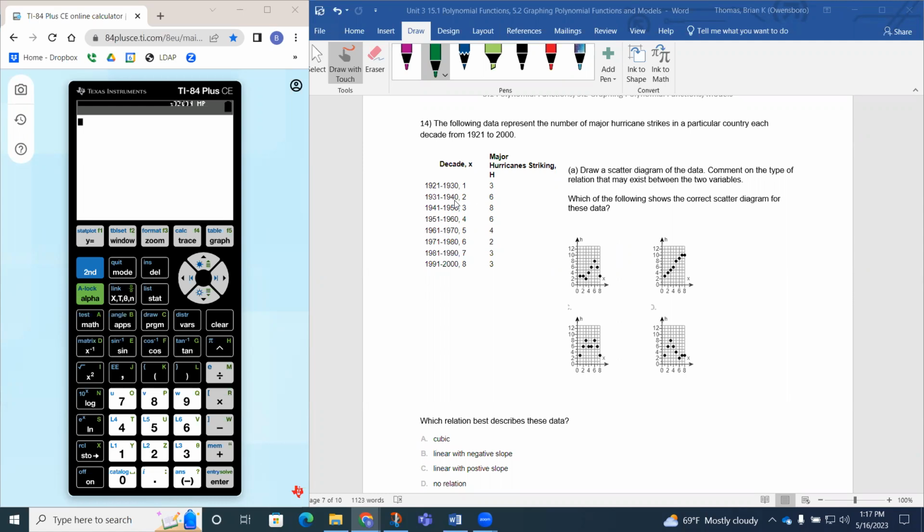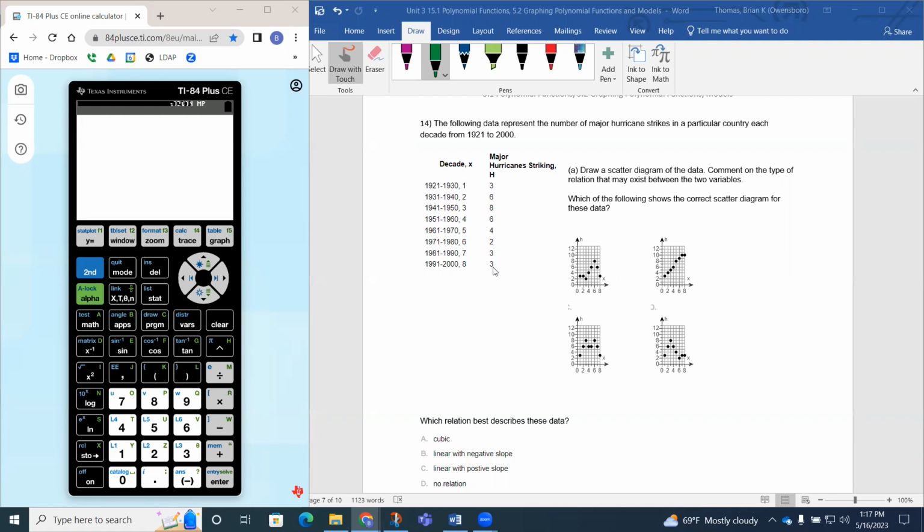In 1931 to 1940, we're going to say that's the second decade. That's going to be 6 hurricane strikes. Then we're seeing 8, and then 6, 4, 2, and then 3 and 3. So it looks like it's increasing, then decreasing, and then increasing again. So it sounds like there are 2 turning points.